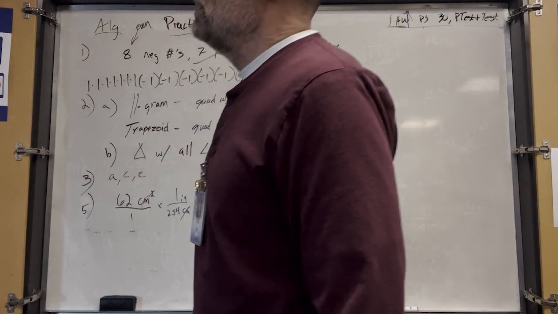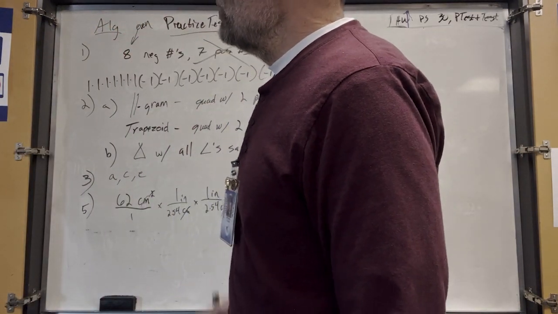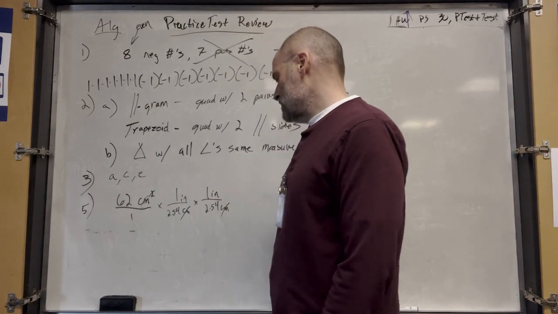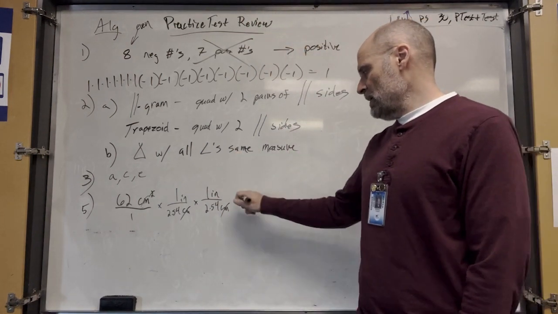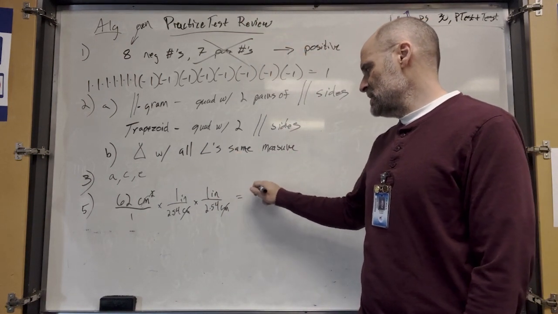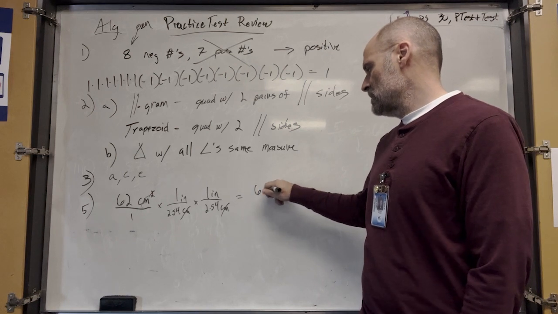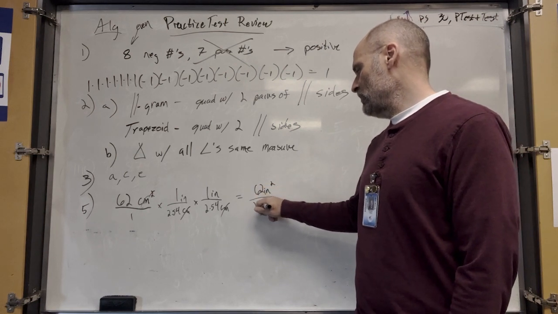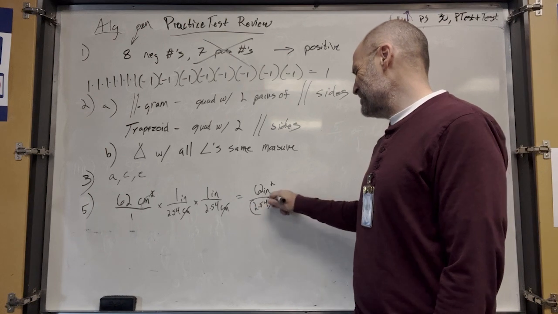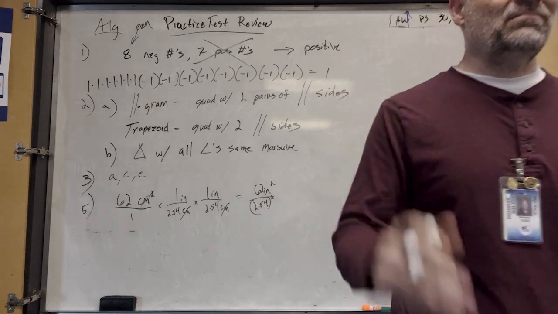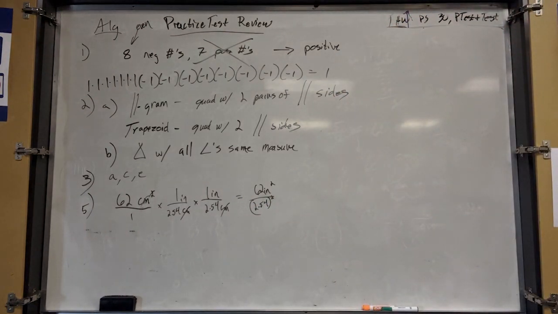Square centimeters, oh, we're already there. Square centimeters to square inches. That's all we have to do. So now it's 62 inches all over 2.54 squared. And actually, for your answer key, we'll just leave it like that. That doesn't really feel good to me. I would want to multiply it out, but you can leave it like that if you want to.